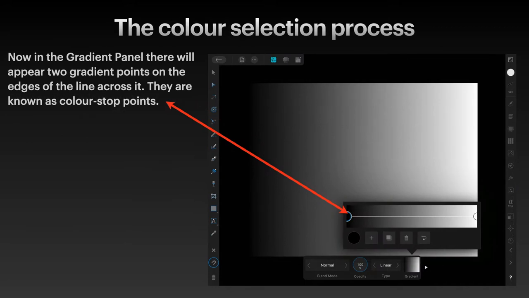You can see when you press on that square color swatch that says Gradient, in the Gradient panel there will appear two gradient points on the edge of the line across it. They're known as color stop points. There's one on the left, the dark one, black, and the one on the right, which is the white one. And you can see on the screen, it's showing you black graduated right across to white.